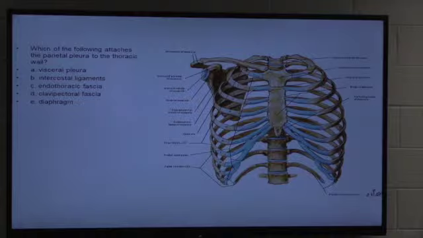Which of the following passes the parietal pleura to the thoracic wall? Oh, I have 5 choices. I put 4 choices because that's the way it was going to be on your boards. I forgot I put 5 choices here. So which of the following passes the parietal pleura? So you have to know what pleura is. It's a membrane to the thoracic wall. And the answer is endothoracic fascia.